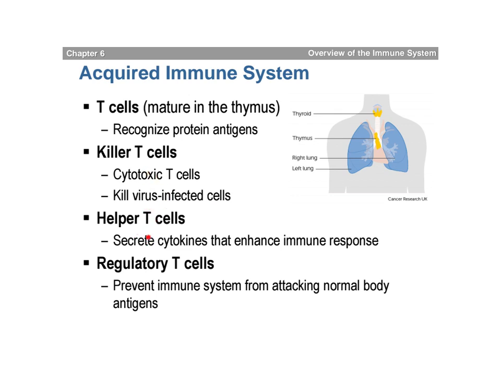There are also helper T cells. These secrete cytokines that enhance the immune response. And finally, there are regulatory T cells. These prevent the immune system from attacking the body's normal antigens.